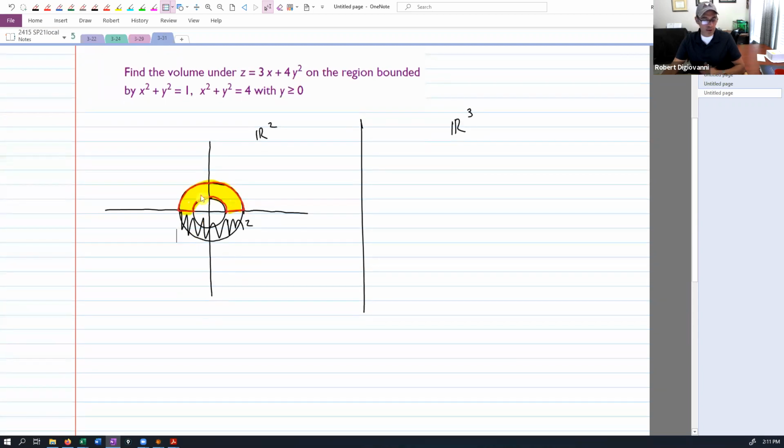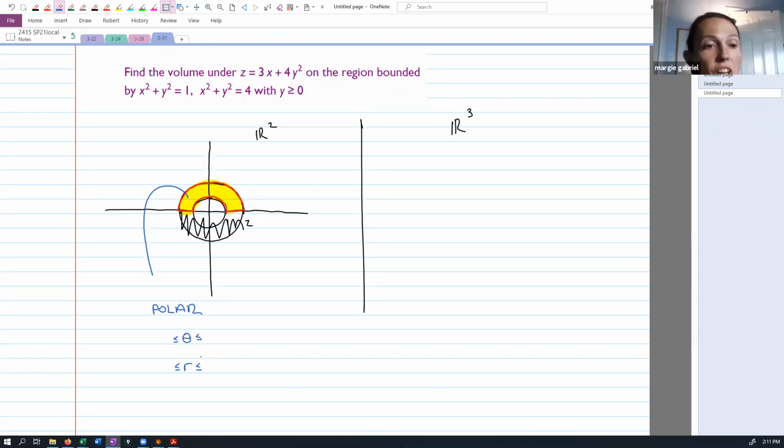But because my region is polar, I need to put restrictions on and make this a polar integral instead of a Cartesian integral. So to do polar, I need restrictions on theta and r. What are my restrictions on theta and what are my restrictions on r for that region? Let's see, last time I called on Terrence. How about Margie? What do you got, Margie?